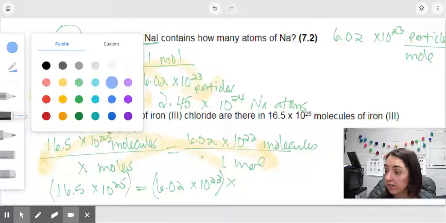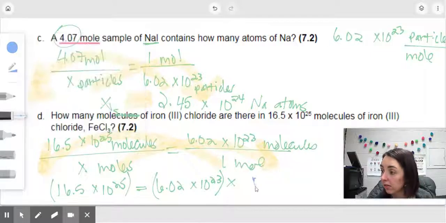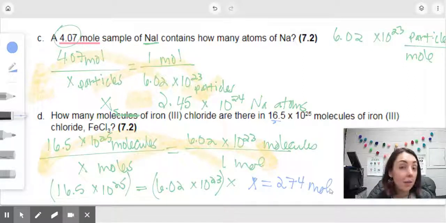Change the color here so we can see it. So I get x equals, 3 sig figs, 274 moles. And that makes sense because I've got 10 to the 25th divided by 10 to the 23rd. Remember, we subtract exponents when it's division, so that gives me 10 to the 2nd. So we should be on the order of magnitude here of 100, which 274, I am.